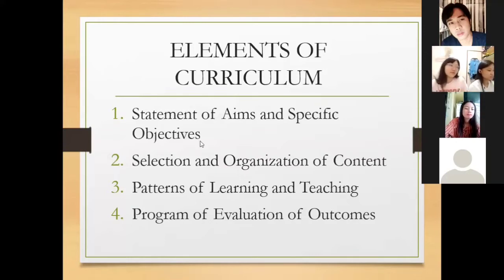So I repeat, these are the four elements of curriculum. Statement of aims and specific objectives, your objective in your lesson plan. Number two, selection and organization of content. This is reflected in your subject matter. Number three, the patterns of learning and teaching. That's the procedure part of your lesson plan. And number four, the program of evaluation of outcomes. That's the fourth part of your lesson plan, which is evaluation.